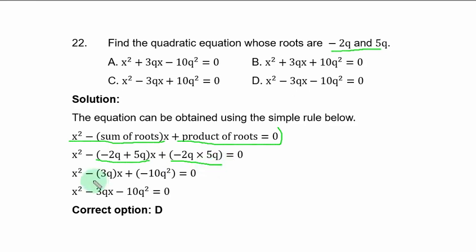If you add the roots, minus 2q plus 5q, you have 3q. You multiply the roots, you have minus 10q squared, you equate to 0. If you open the bracket, you have S squared minus 3qS minus 10q squared equal to 0. D is the correct option.